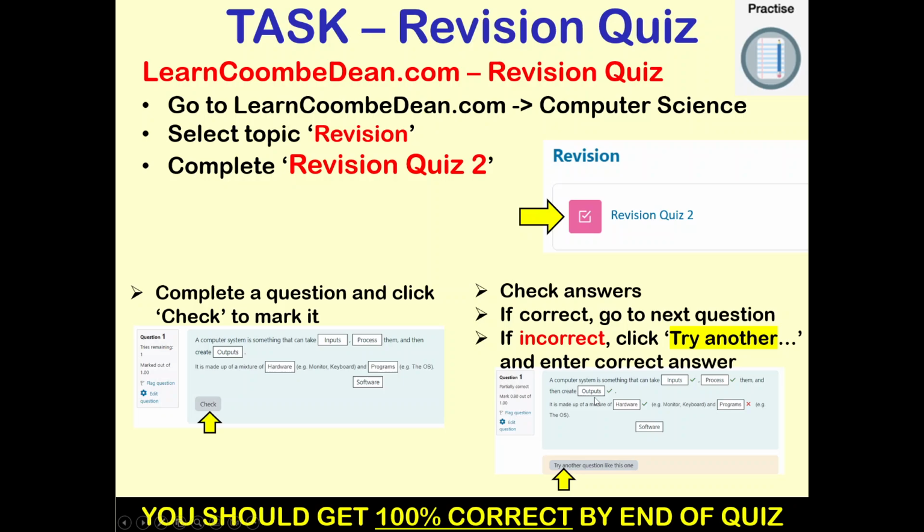Now you're finished with the sheet. Final part of the homework, go to Learn Dean. You're completing revision quiz 2. Under revision, revision quiz 2. Check out each answer, improve, correct it if you need to.